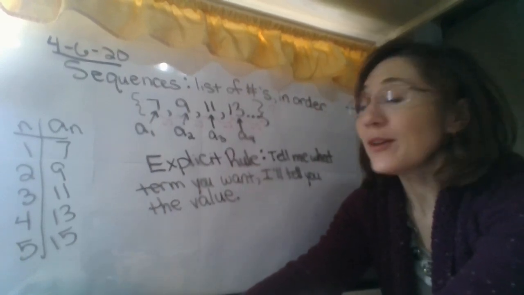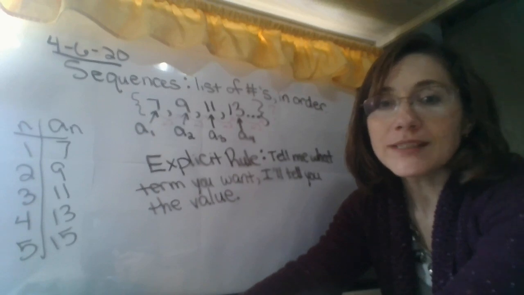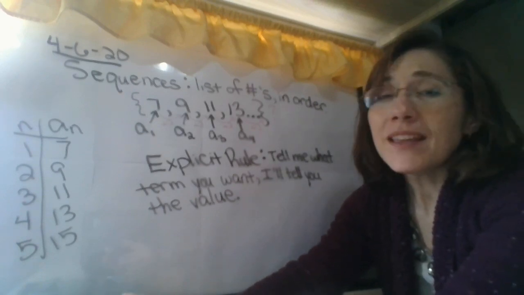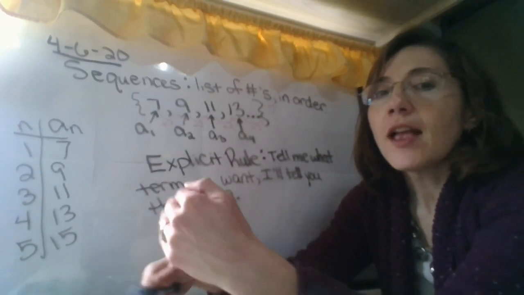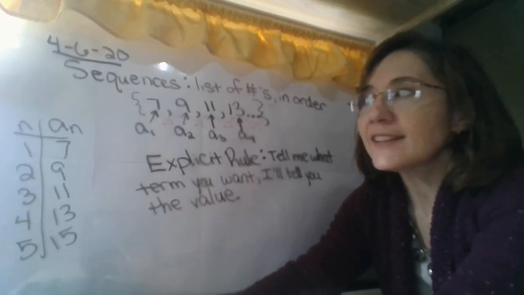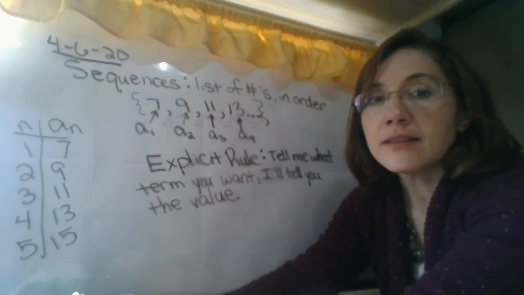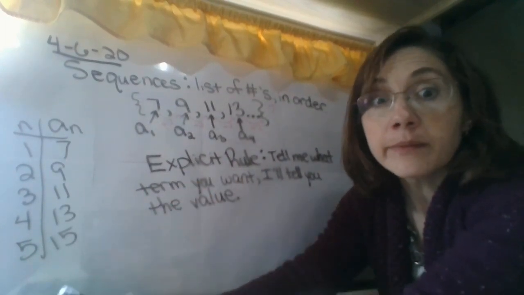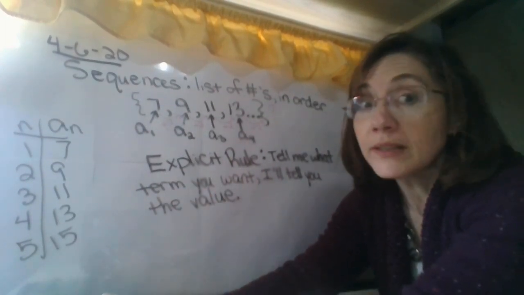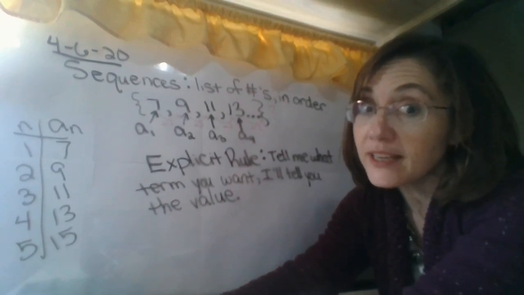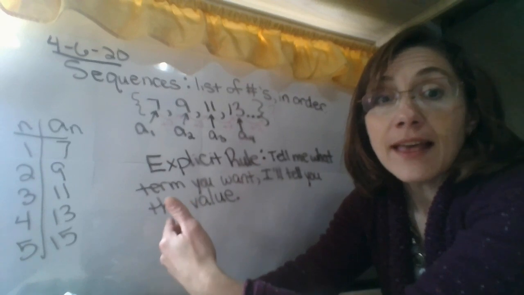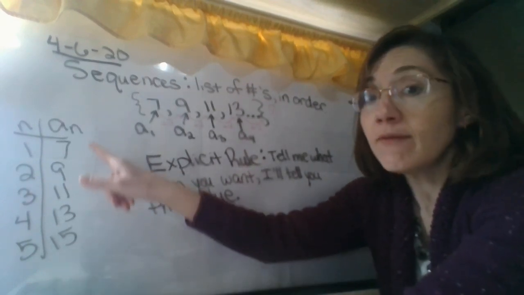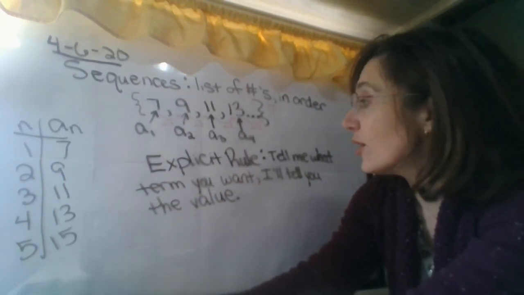Okay, we also can write explicit rules for sequences because the recursive rule is all fine and good if you're going in order. But what if I suddenly ask you for the 50th term of this sequence or the 100th term of this sequence? Well, nobody wants to write out 100 terms in a sequence, Mrs. Freeze. So there's a better way to come up with a rule to find that more quickly. We've seen this idea in functions, so you've used it before.